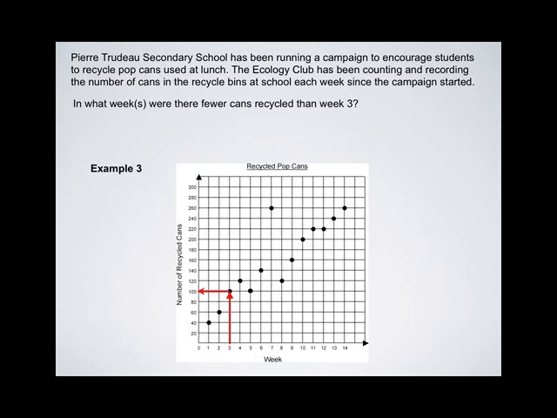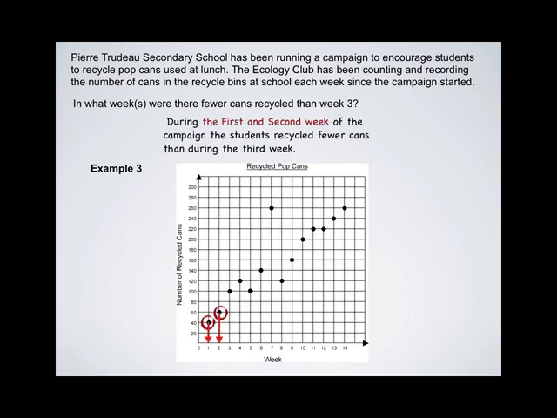So now we're looking for any points that had fewer than 100 cans. That's going to be there and there, which represents week 2 and week 1. So we can say during the first and second week of the campaign, the students recycled fewer cans than during the third week.